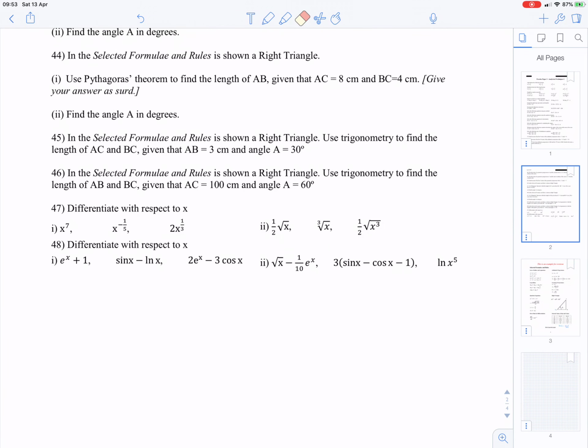Right, so I'm going to do number 45, this one here, and it says in the selected formulae and rules is shown a right triangle. Use trigonometry to find the length of AC and BC, given that AB is 3 and angle A is 30.